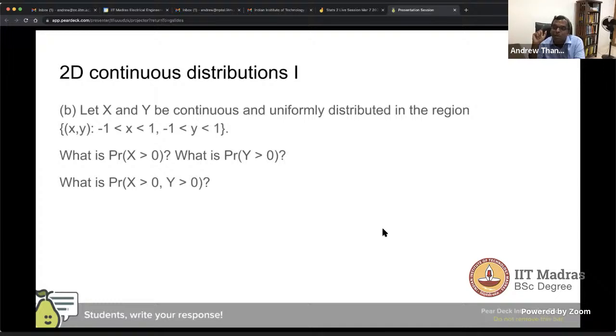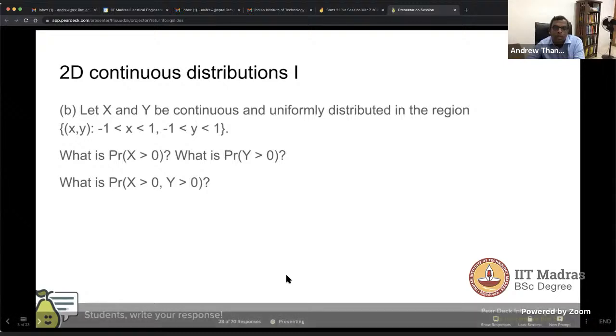The joint PDF is 1/4. Don't forget the 1/4. Don't just look at the area there. You have to multiply that by 1/4 to get your final answer. I hope this is fast.